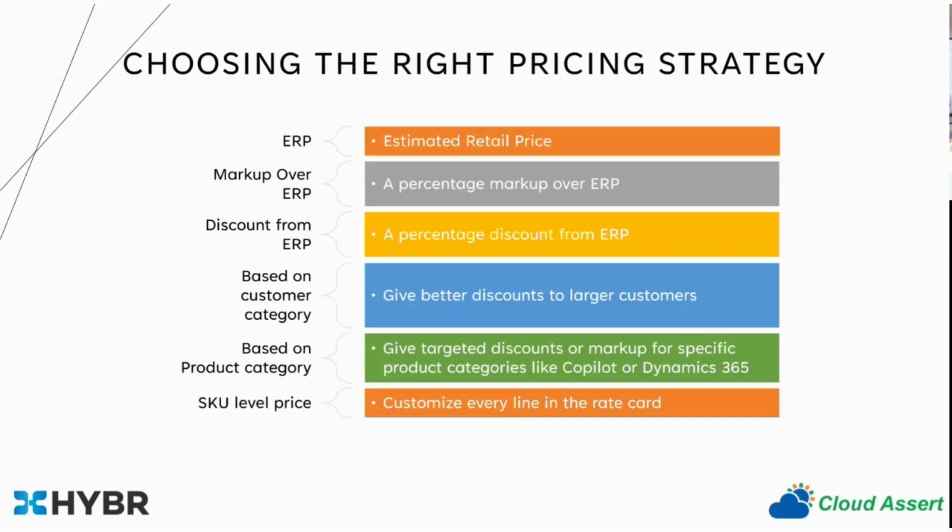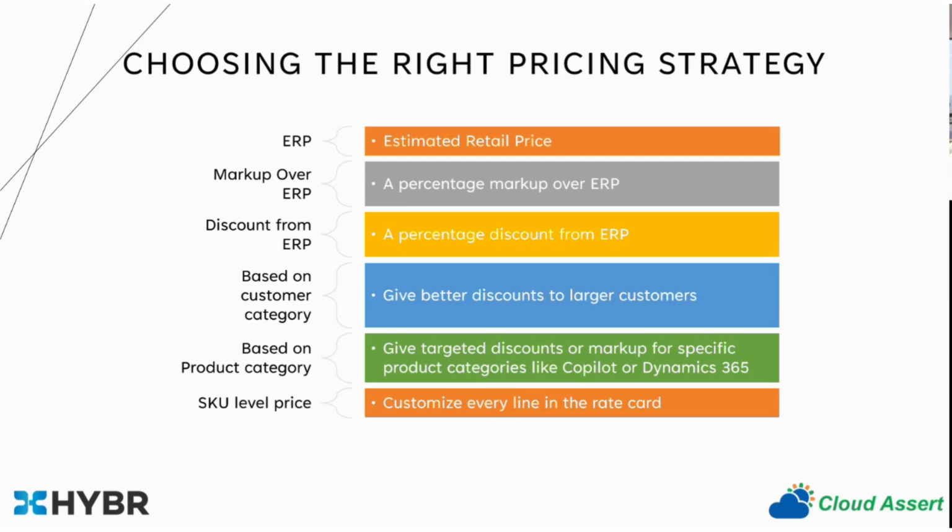When it comes to CSP pricing strategy, there are multiple ways in which direct partners can choose to price their offerings. For the service types for which you get a meter, such as NCE and licenses, where you get a rate card from Microsoft, which gives you an ERP, which is the recommended price. Many direct partners choose to sell at the ERP itself. That will give them the standard margin which Microsoft wants them to get. That is the simplest pricing model.